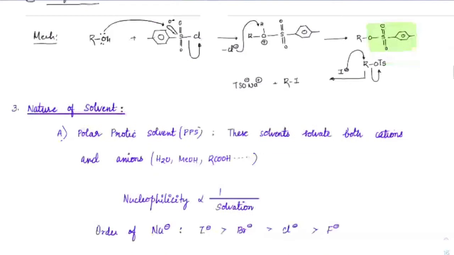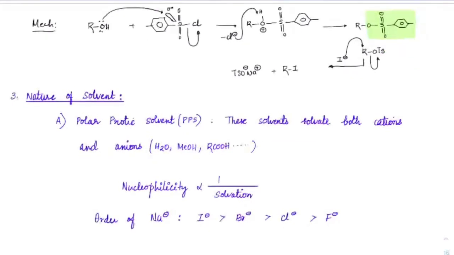Right. Let us see the next point here. The next factor which increases the rate of SN2 is the nature of solvent. This we have already learned, so I'll just brief it around.